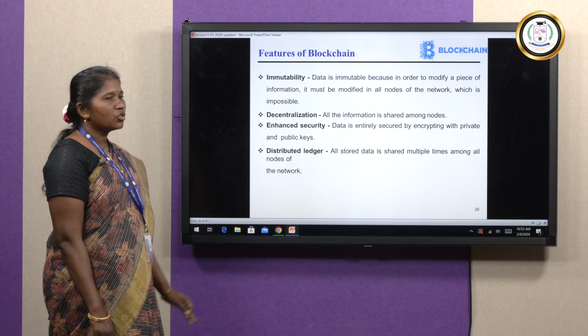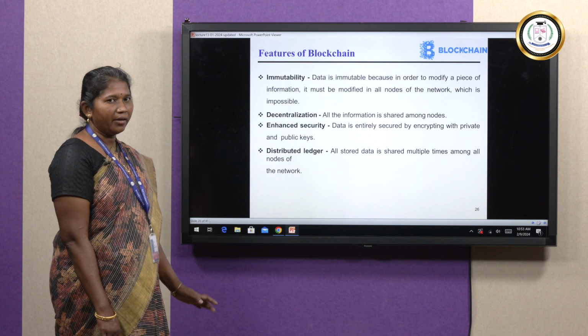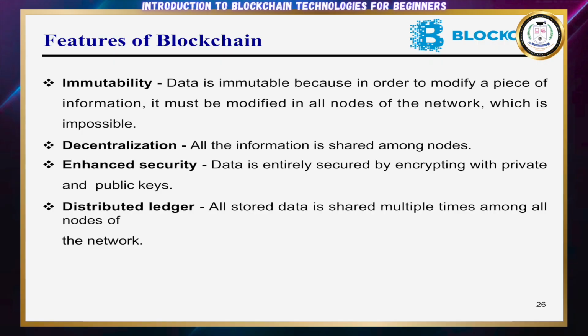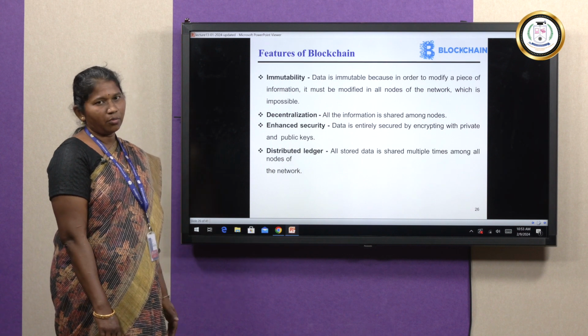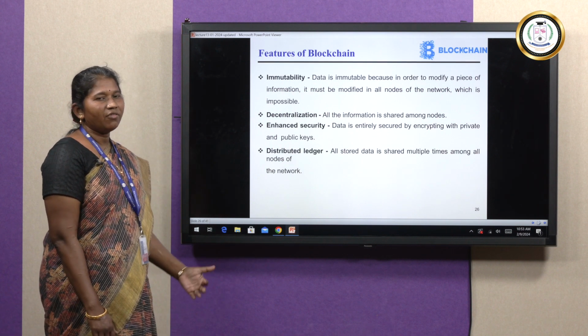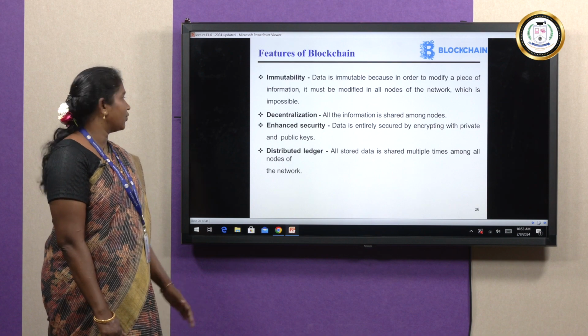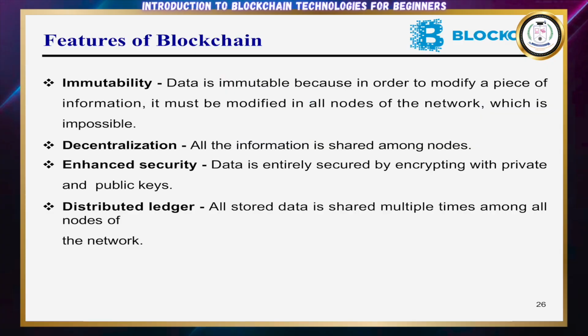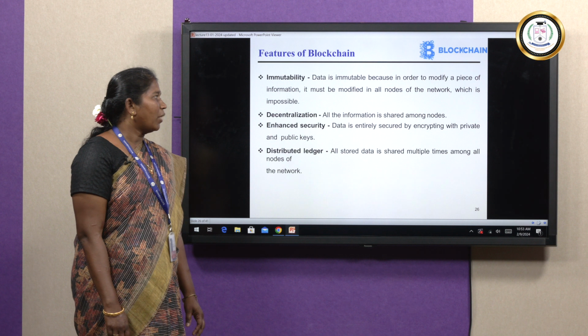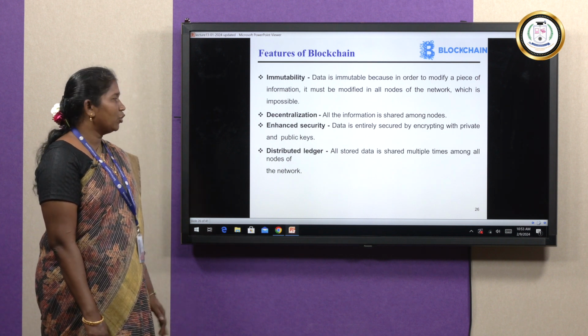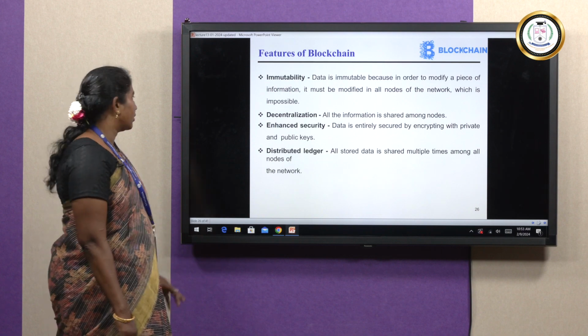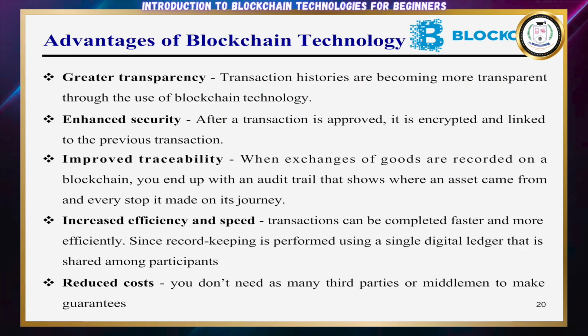Immutability means we can't modify any data once it is updated. Decentralization means the data is shared among the nodes in the network. And enhanced security: here we are using encryption and decryption methodology, so that our data will be securely transferred. And next, distributed ledger. In the distributed ledger, multiple data can be stored and distributed in the network. And these are the advantages of the blockchain.